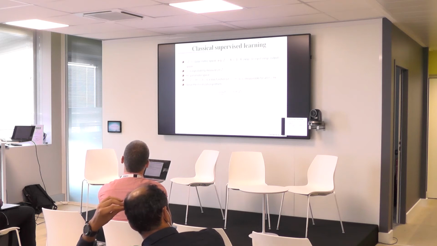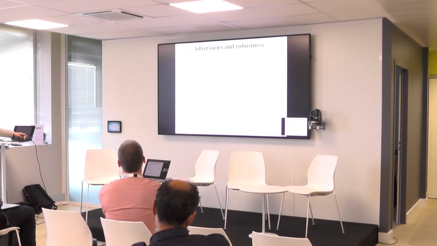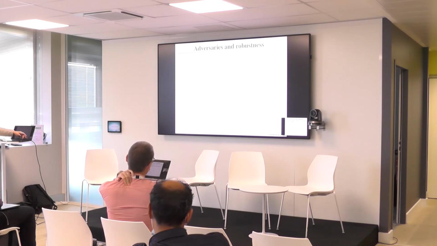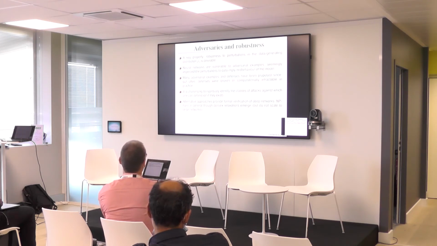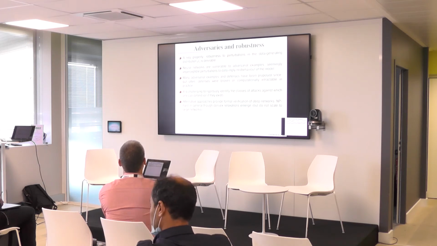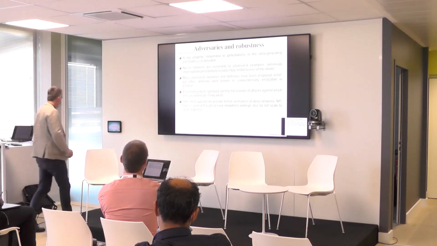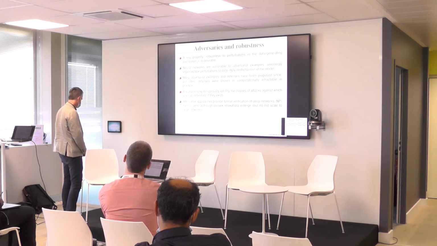When I do this, what I want as a desired property is to have at least some type of robustness to perturbations in the data generative distribution rho 0. It turns out, as you all know, that neural networks are vulnerable to those perturbations, adversarial examples, where imperceptible perturbations to data may cause the model to misbehave. You've seen very nice pictures in the talk of Stefan, for instance. Many defenses have been proposed, but the problem is that many of them were either broken or are computationally intractable in practice, or at least lack some guarantee.